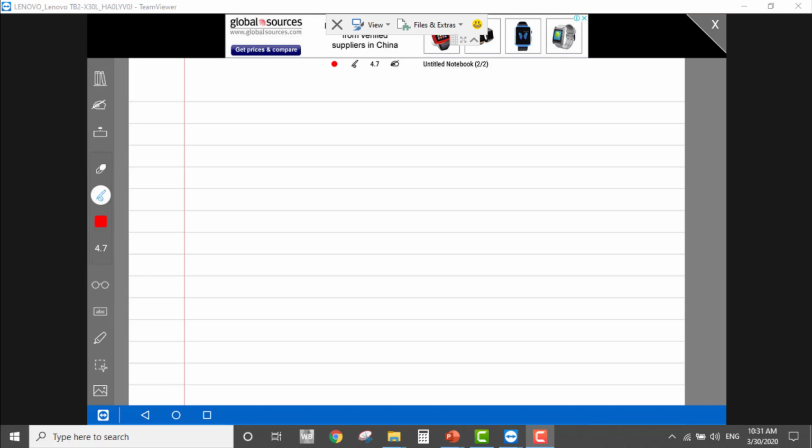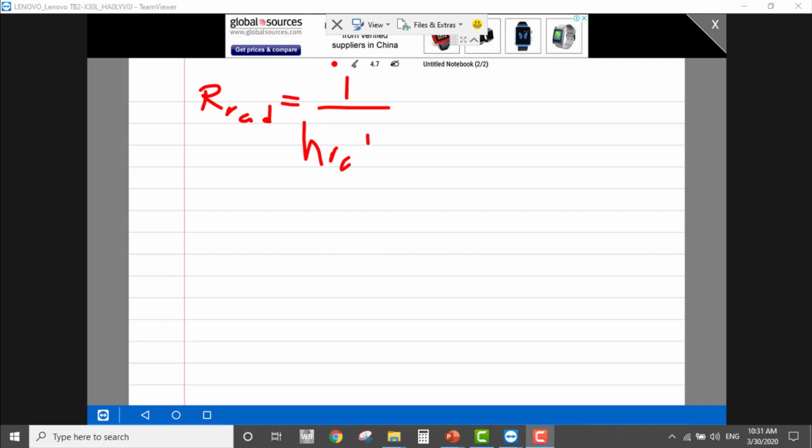So R radiation equals 1 over H radiation multiplied by area 2. Okay, so we don't have H radiation. How do we find H radiation? This is equal to 1 over unknown multiplied by area 2, which is 29. So now we need to find out H radiation.